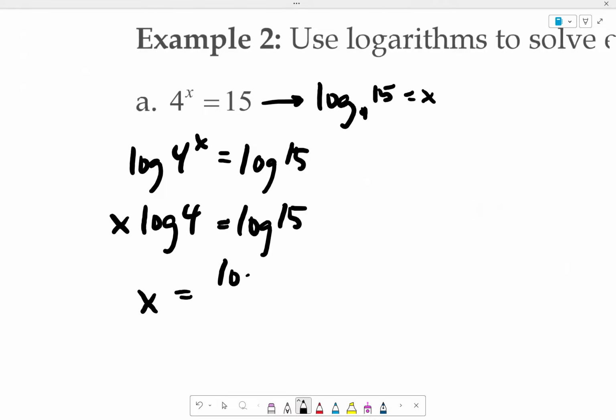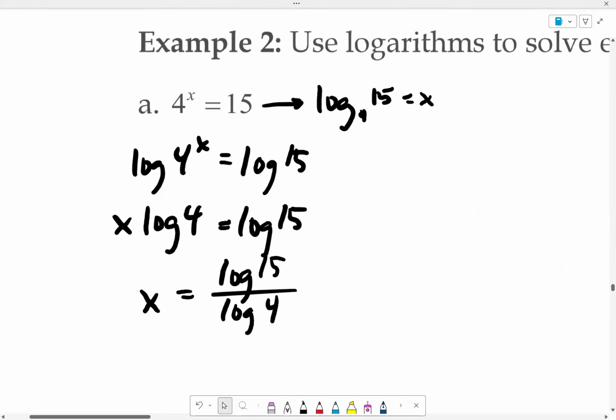We get log of 15 over log of 4. Thanks, Maddie. Are we good with that? And does it make perfect sense that these are equivalent based on what you know? Kind of nice, right? So either way it works. You get a correct answer the same.